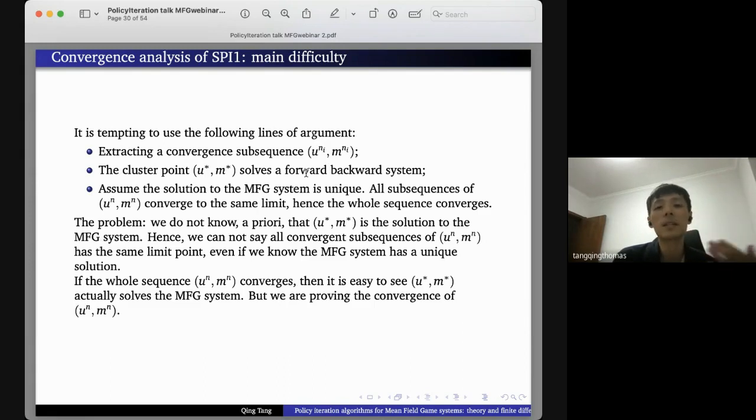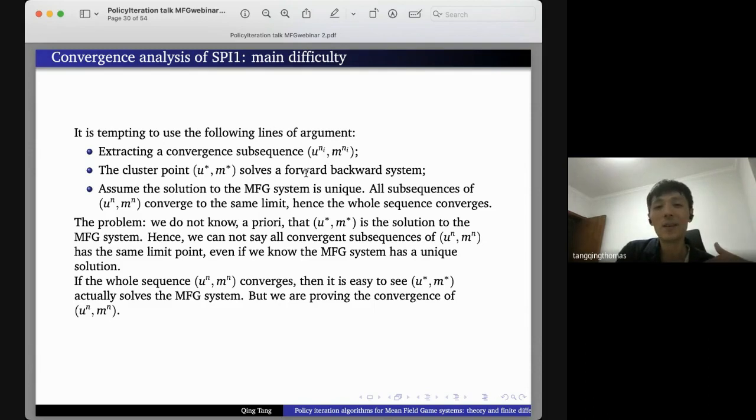But my point is that the main logic people try to use is to say, I have a uniformly bounded sequence, so I can extract convergent subsequences. If there's only one possible limit point, then the whole sequence will converge. This is a typical idea used in viscosity solutions for HJB equations and so on. And this is what I want to use here.